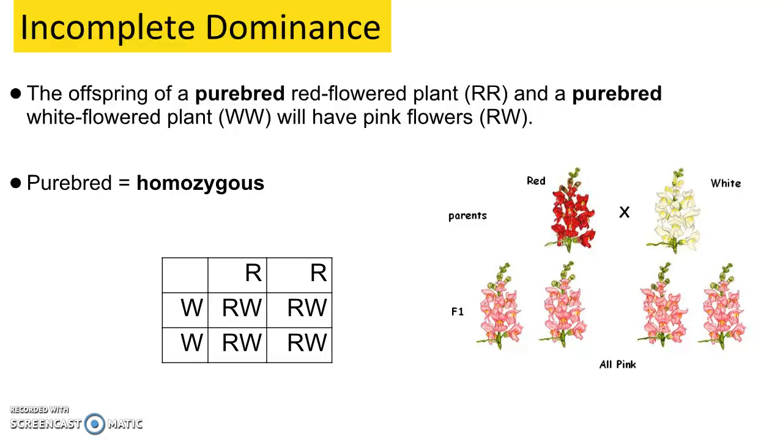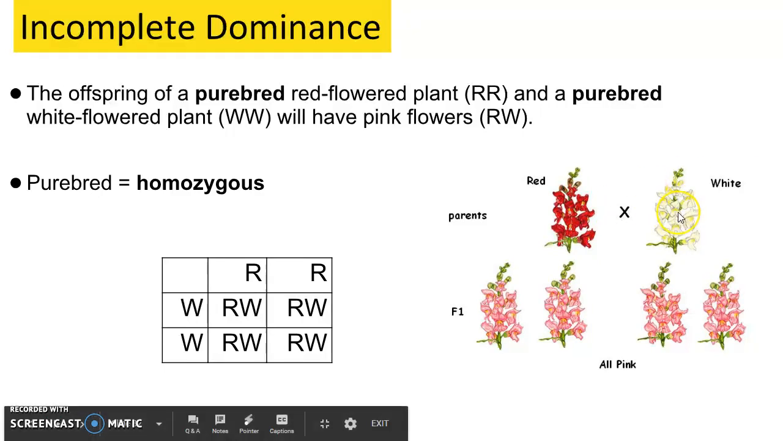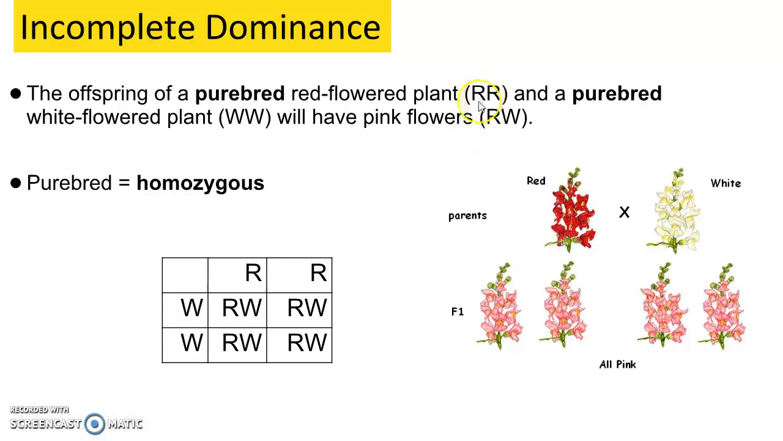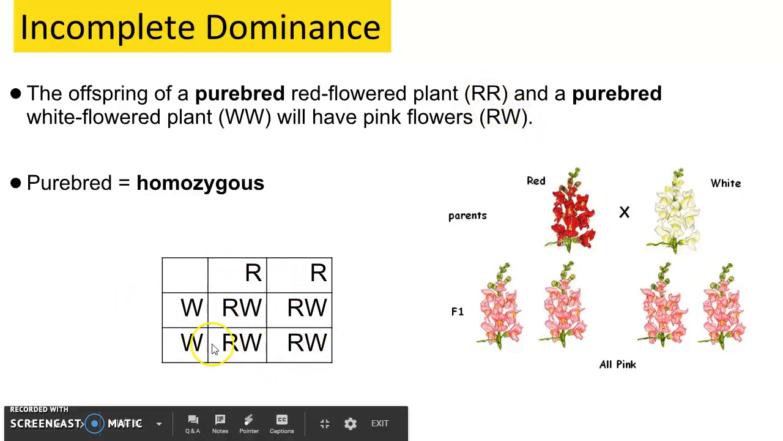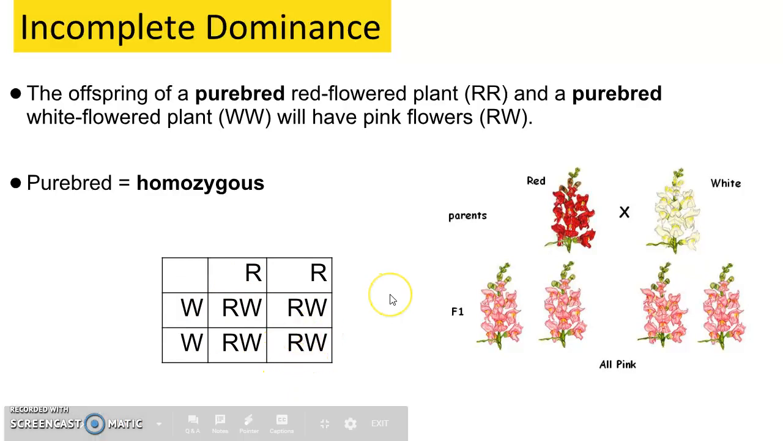So here's an example with our red flowered and white flowered parents. To have red flowers, you need to have 2 copies of the red allele, and to have white flowers, you need to have 2 copies of the white allele. We would call these parents purebred, which means they're homozygous. They each have 2 of the same allele. And when we set up a Punnett square between these 2 parents, all of our offspring have the genotype RW. And in this case, that means that they have pink flowers.